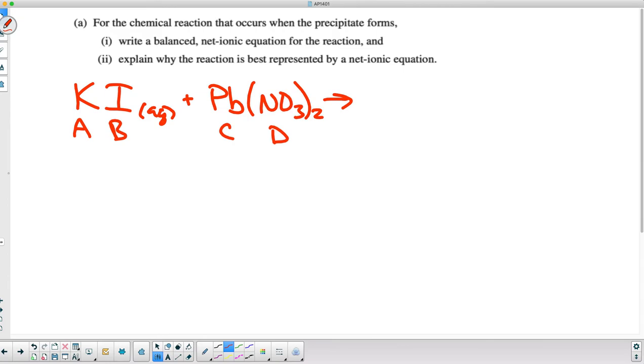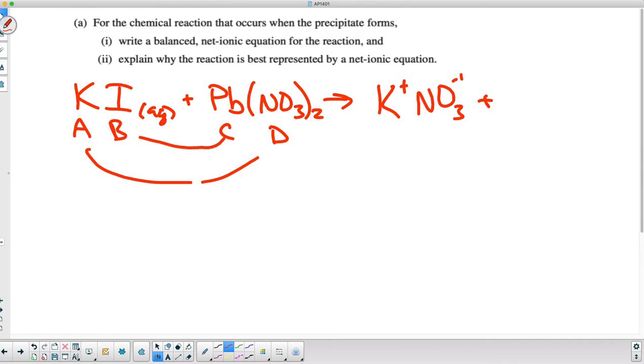So on the left-hand side, we have AB plus CD. On the right-hand side, if you remember from honors chemistry, we put A and D together. So A is K with a +1. You have to go back to the charges. NO3 is nitrate, and that has a -1. And then I go on to the next one, and it's C and B. Now, C is still positive, so the lead is still positive with a +2. And then it's the I, that's a -1.